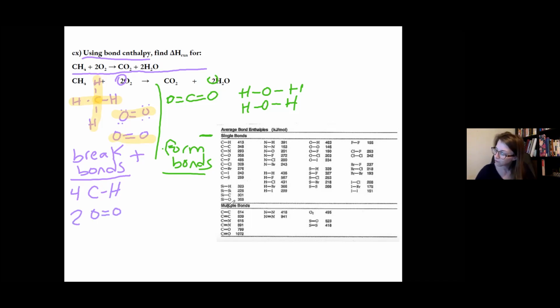Now, what bonds am I forming? I'm forming a C double bonded to an O and another C double bonded to an O. It doesn't matter if the C and the O are on the left or the right.